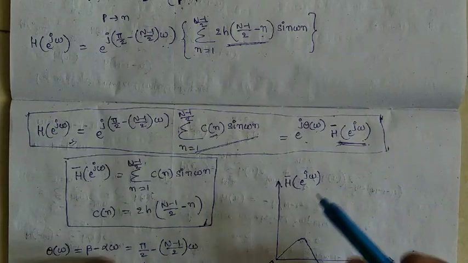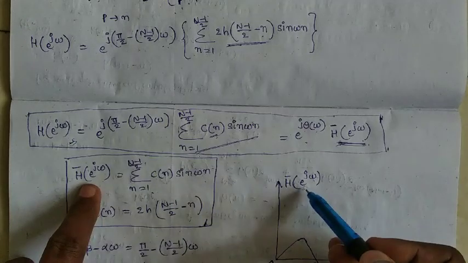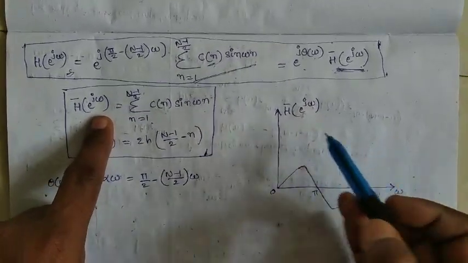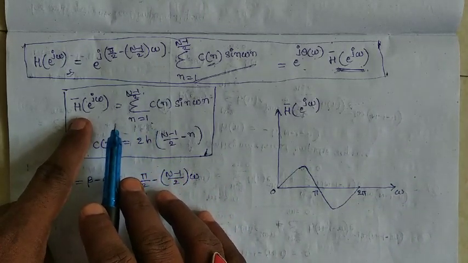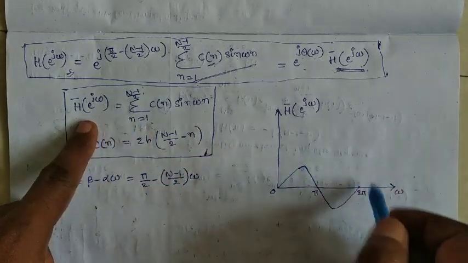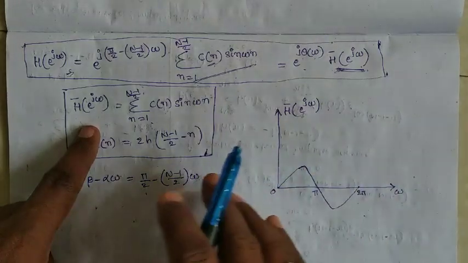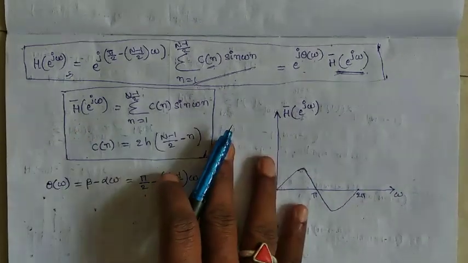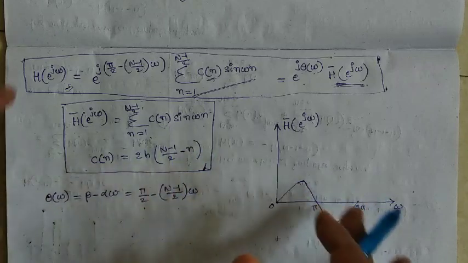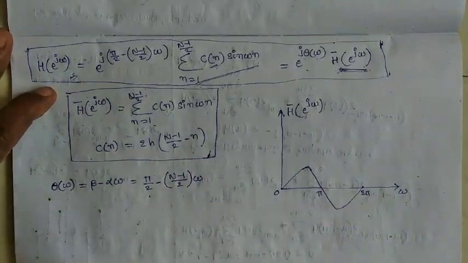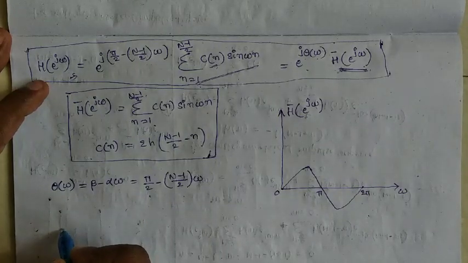Here now we are drawing the frequency response of linear phase FIR filters, H bar of e power j omega. This is the frequency response of linear phase FIR filters. Here in the previous section we determined the frequency response of symmetrical impulse response, capital N odd. What is the frequency response?